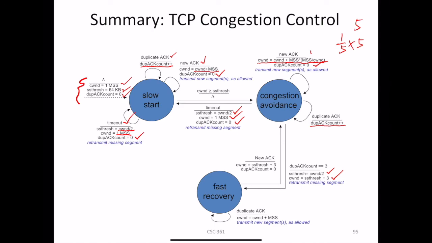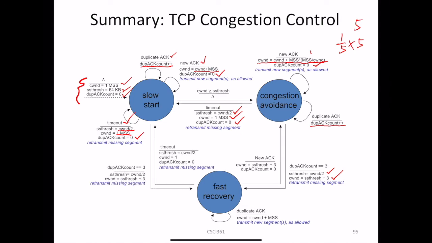However, under the fast recovery state, if a new ACK is received, then the congestion window will be set to the threshold, and the duplicate ACK count is set to 0. After that, go back to the congestion avoidance state.